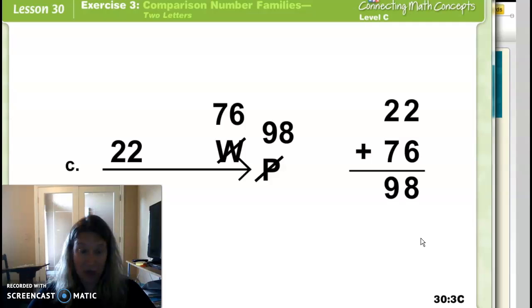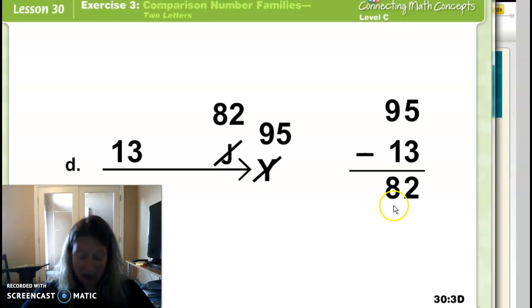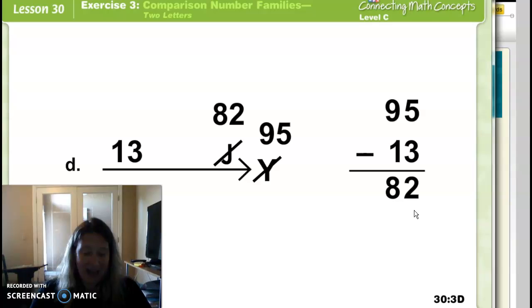So now we are solving for the small number. So are you adding or subtracting? You're subtracting. Go ahead and write down your subtraction problem. Remember, when we subtract, we always start with the big number. So pause the video if you need to. And you should have gotten 82 as the answer for D.